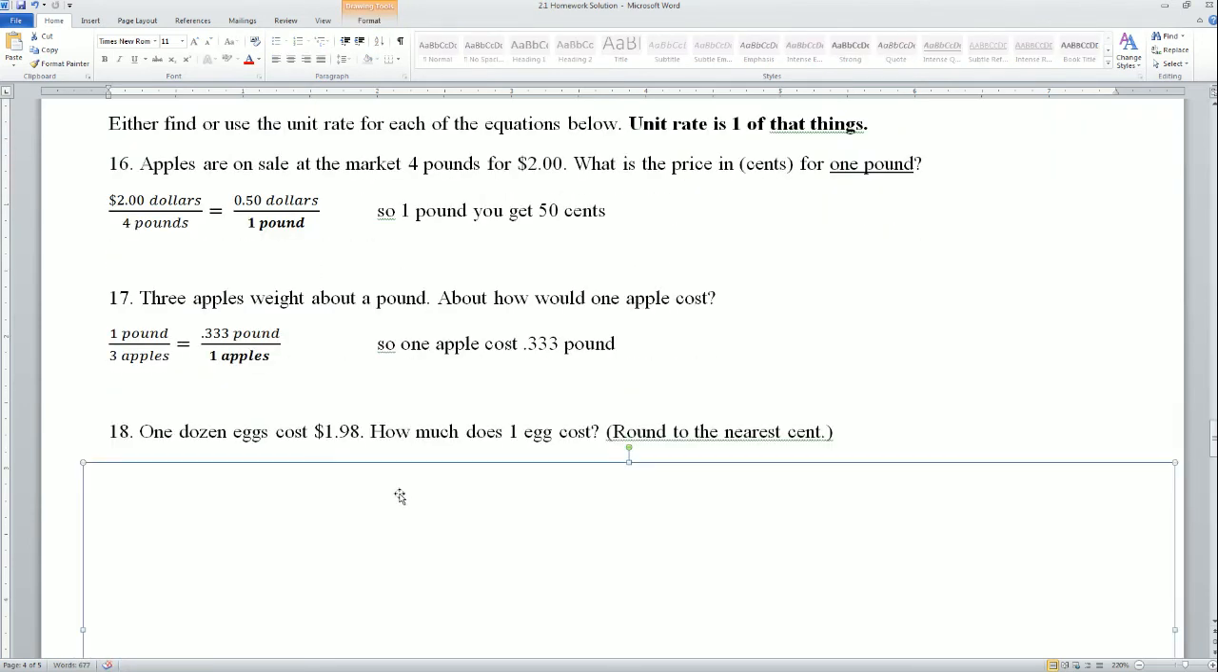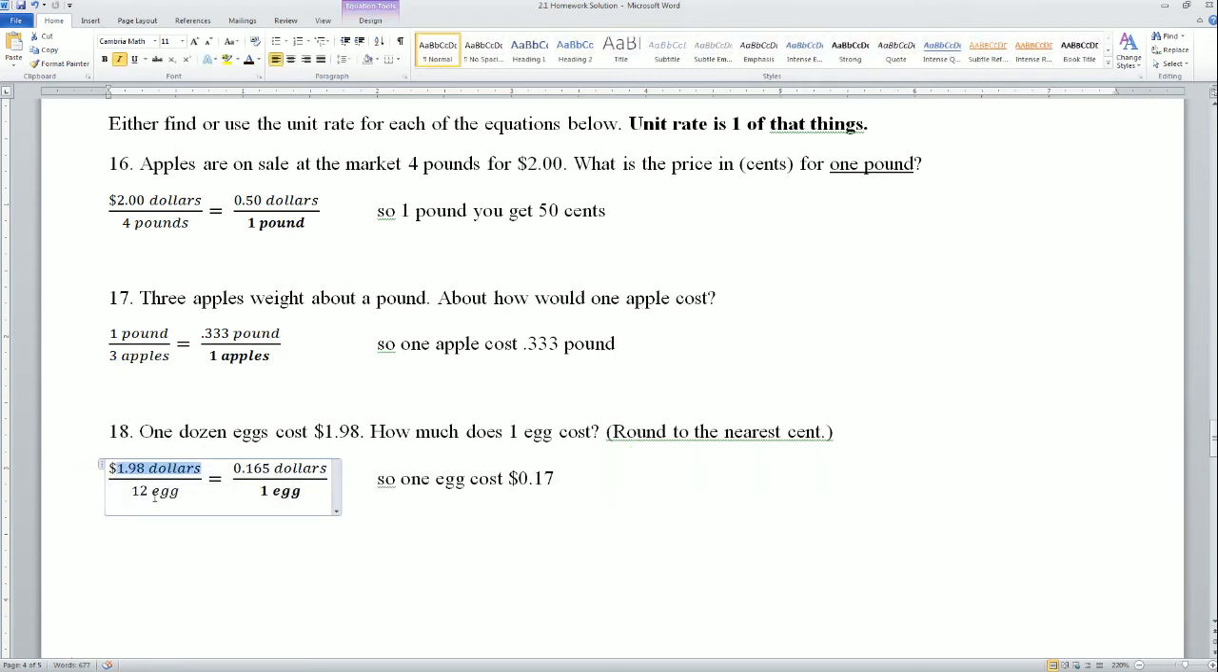1 dozen eggs costs $1.98. How much does 1 egg cost? So again, $1.98 over 12 eggs. Do that in your calculator, you should get $0.165. That is over one egg. So one egg costs around 17 cents.